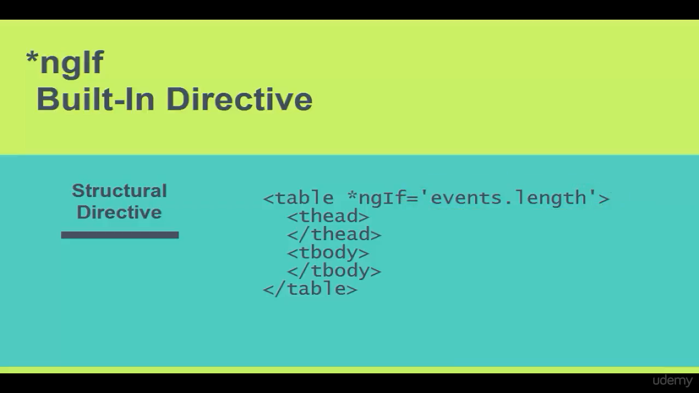Say we only wanted to show the HTML table if there are some events in a list of events. We use *ngIf on the table element and set it to events length. If the events list has a length, meaning the list contains one or more events, the table appears in the DOM. If not, the table element and all of its children are removed from the DOM.